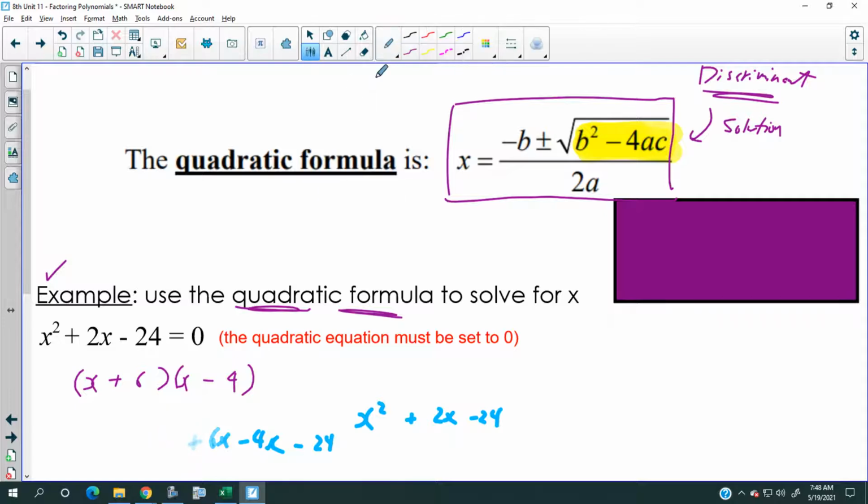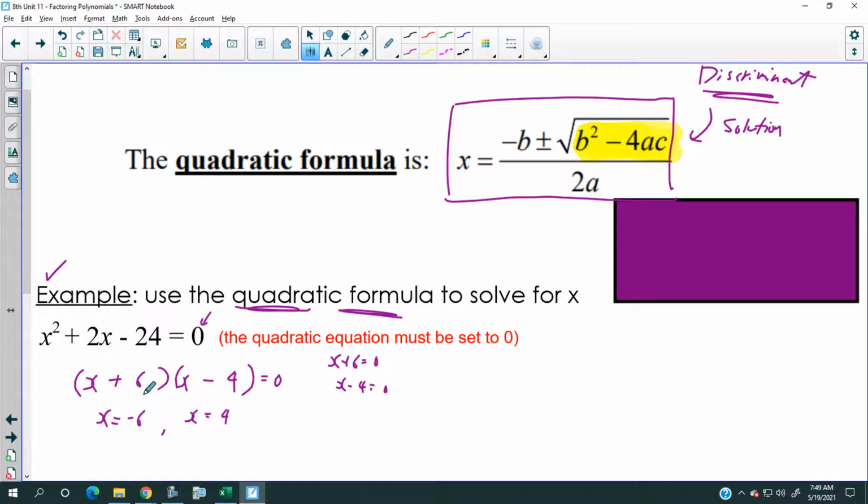Now, that said, we know what the answers are. If we set it equal to 0, like here, x is negative 6. So for example, this is x plus 6 equals 0, and then the other equation, right here, x minus 4 equals 0. So I already know what the answers are. It's just the opposite: the 6 becomes negative 6, negative 4 becomes positive 4. Now, I'm going to leave this out here.